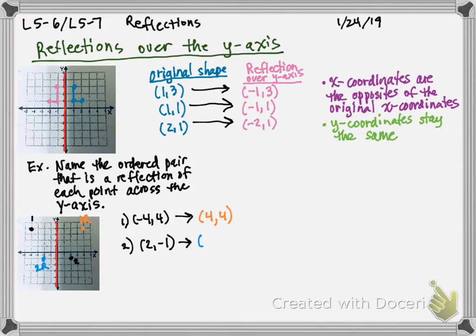So let's look at what the ordered pairs are. It's at -2, -1. So let's see if that met our condition. The x's are opposites, so 2 and -2 are opposites. Yeah, the y-coordinate stays the same. -1 is the same as -1.